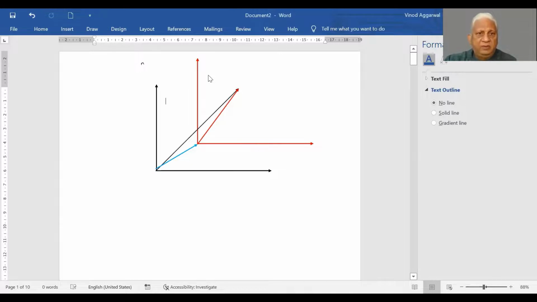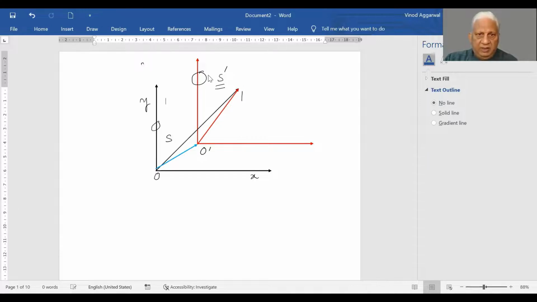Here are two reference frames. One is this reference frame, which we can call S dash, and there's another reference frame with XY, and we will call it the S frame of reference. S frame of reference has an origin here. S dash reference frame has its origin O dash.